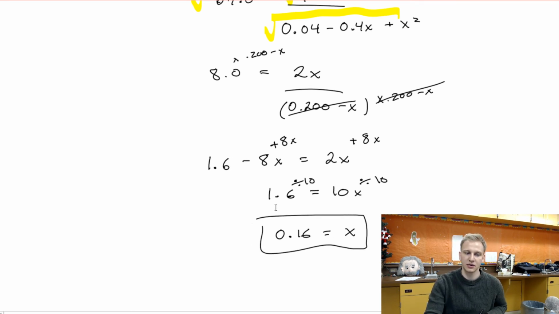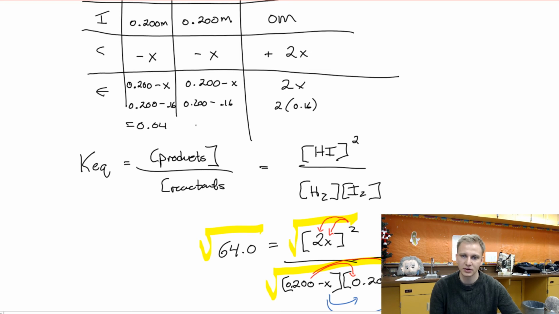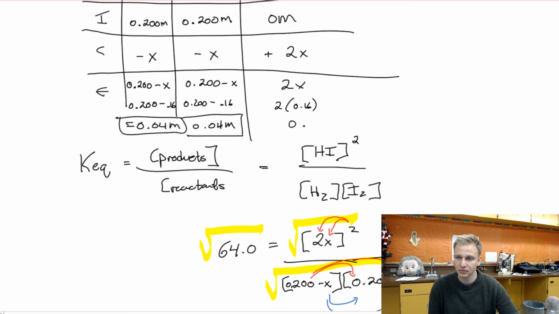But now, once we've solved for x, we need to take that back up into this equation here. And now we need to plug that in for x. So we have 0.200, and we want to minus the 0.16. We have 0.200, and we want to minus the 0.16. And then here we want to go 2 times 0.16. And so what we end up with here is 0.04, 0.04. Those are both molarities. I'll put a box around those. And then in the last column here, we'll end up with 0.32 as our final solution.